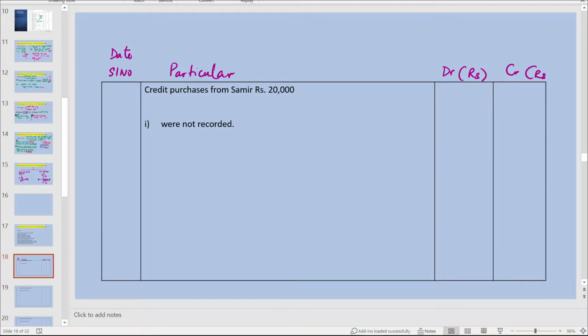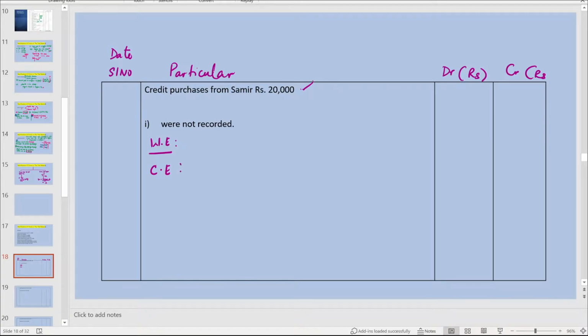Now the first one is credit purchases from Samir. This is the actual credit purchase. The first error was it was not recorded. That means the accountant forgot to record this entry. So always I would write what is my wrong entry. What is the wrong entry? He did not record it, so there is no wrong entry, because the debit and credit are the same, so this error is not affecting the totals. So what should the correct entry have been?